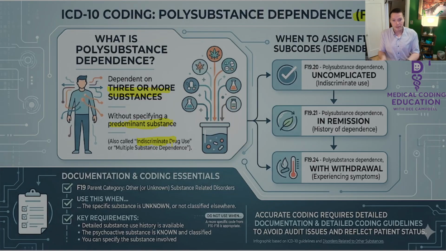That's when you can use these codes. But usually when you have a long-standing patient, it is best practice to use the more specific codes, because you do not want to use these when we know a more specific code. So key requirements: you can use it when it's not known and when the specific substance is involved. So just remember this with polysubstance use.